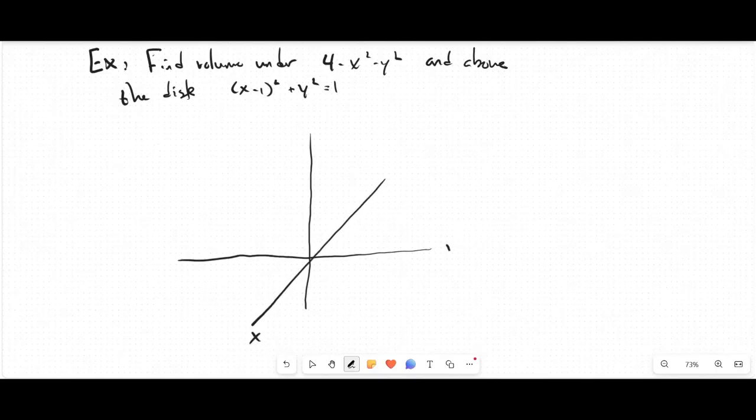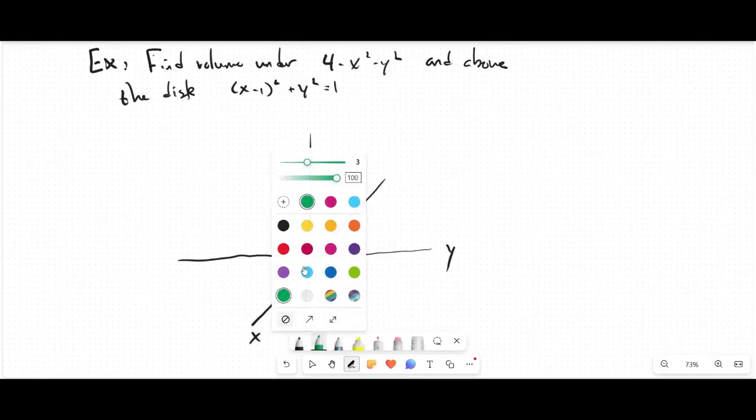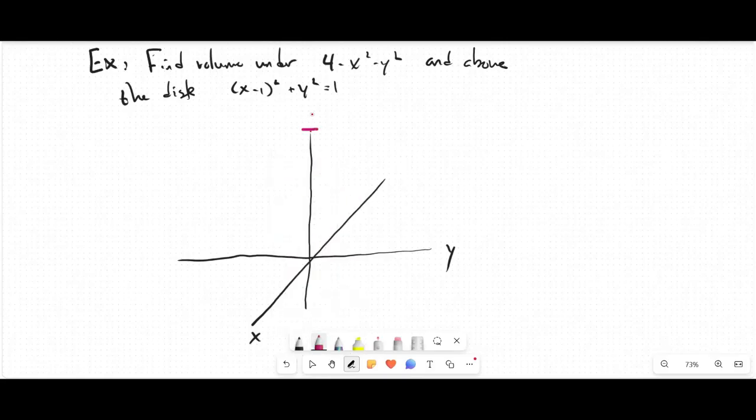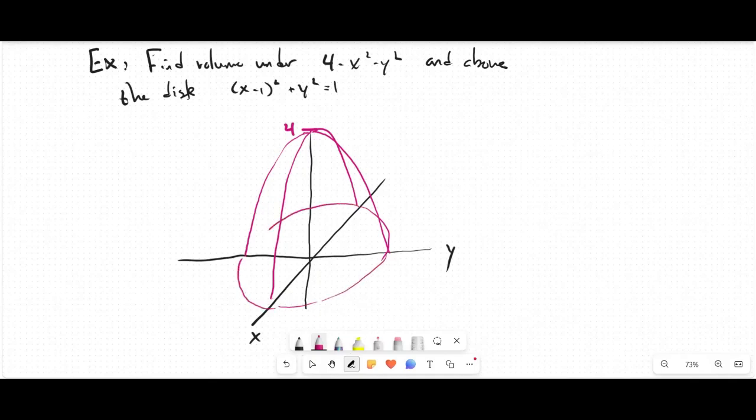We'll put x over here. So here's 4. 4 minus x squared minus y squared is 4 minus r squared. Looks like this. In the plane, it cuts out a circle of radius 2, right? 2 squared is 4, so that would be radius 2.